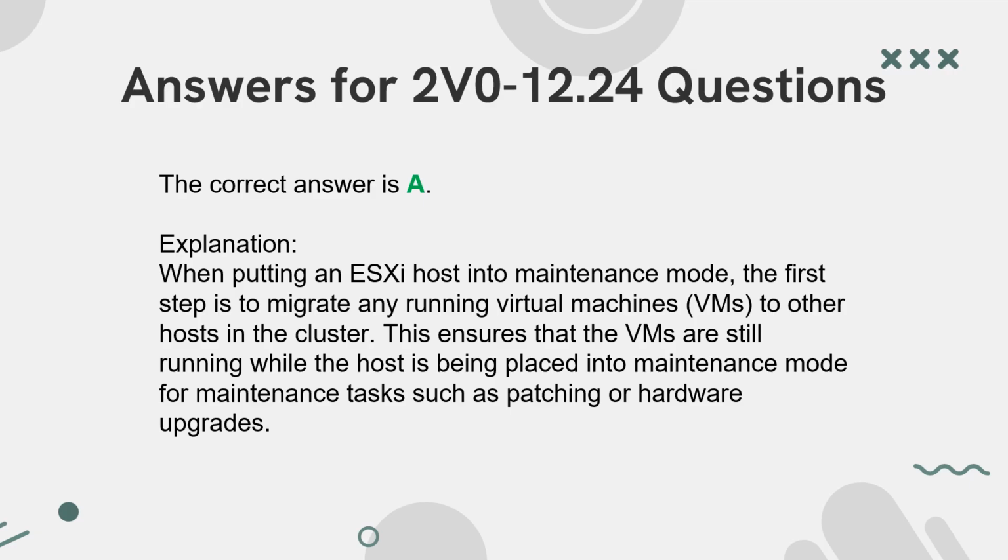When putting an ESXi host into maintenance mode, the first step is to migrate any running virtual machines, VMs, to other hosts in the cluster. This ensures that the VMs are still running while the host is being placed into maintenance mode for maintenance tasks such as patching or hardware upgrades.